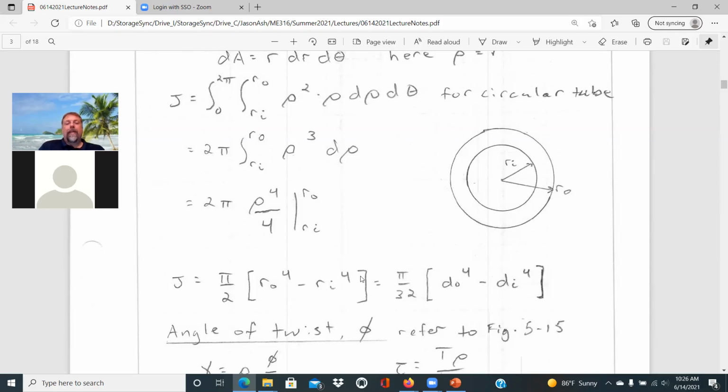This relationship applies for a solid circular section as well. It would just be that the inner radius or inner diameter is equal to 0. And then it's just pi over 2 times the radius to the 4th, that would be the outer radius, or pi over 32 times the outer diameter to the 4th for a solid circular section.